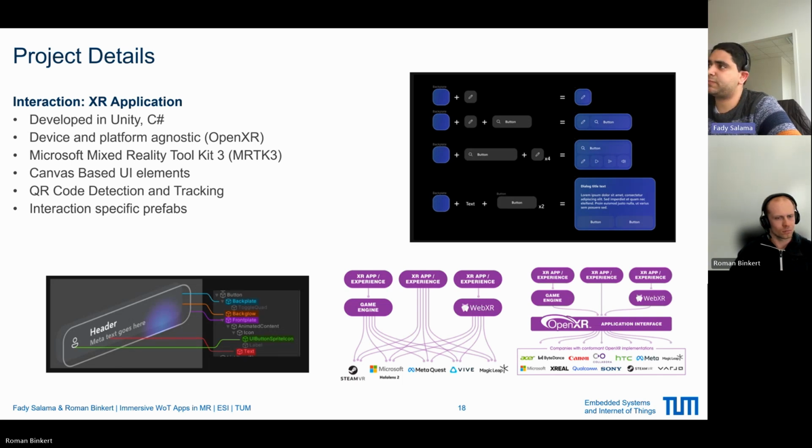We use canvas-based UI elements, so it's basically menus that are defined in Unity, but of course are adopted in OpenXR in MRTK. QR code detection and tracking is built in using the HoloLens's cameras, and for each kind of interaction, we build specific prefabs, which you can see in the next slide.